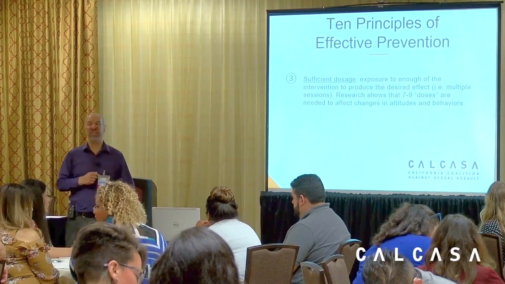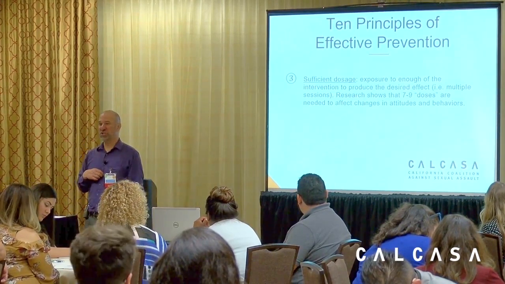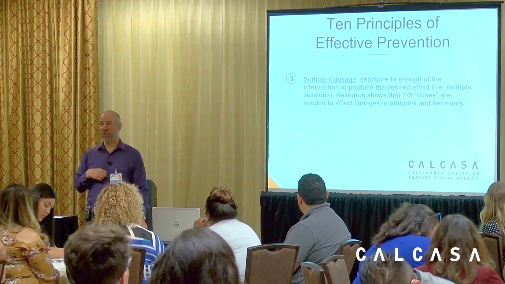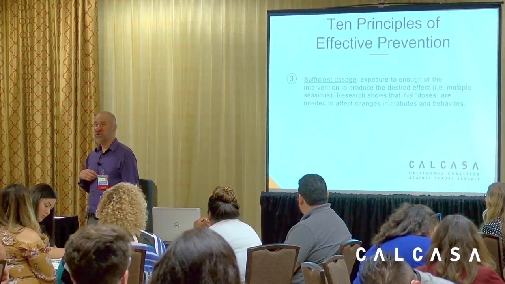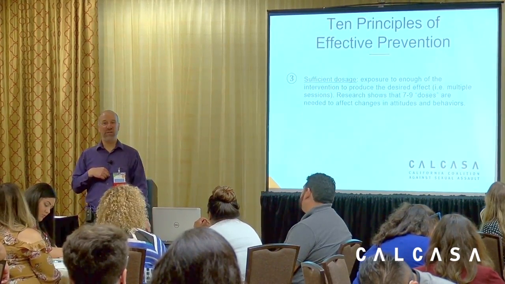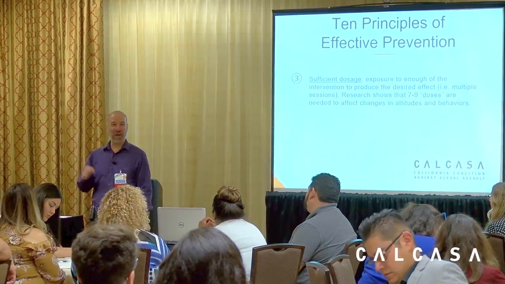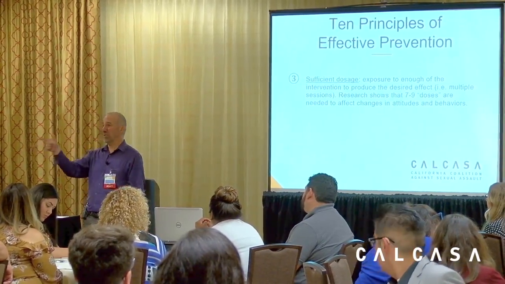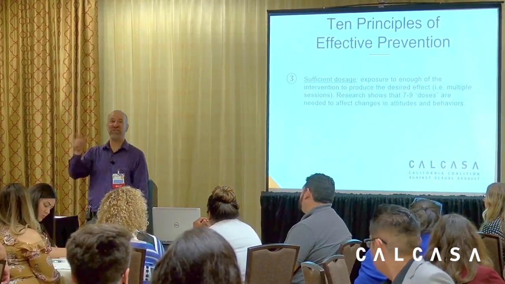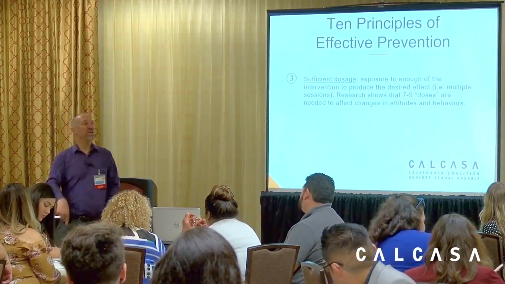The third one is sufficient dosage. This is a public health term. Dosage is kind of a weird term. You think usually of taking medicine, and sufficient dosage means that you're taking enough. So if you have inflammation and you want to take ibuprofen, and you take 200 milligrams of ibuprofen, it is not going to cut your inflammation. You need to have sufficient dosage to be able to do that. How's that for a science thing?